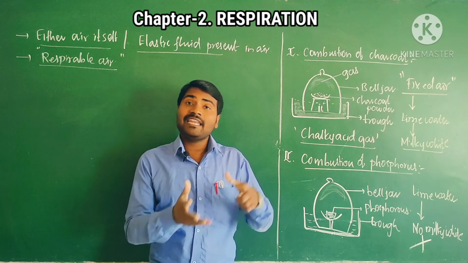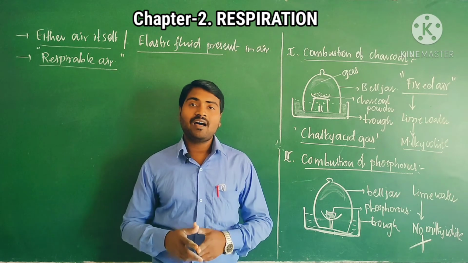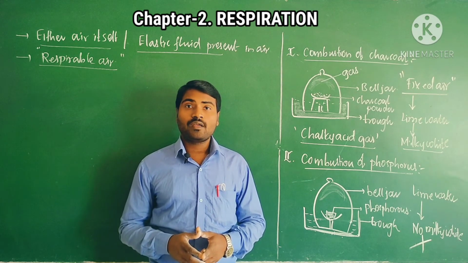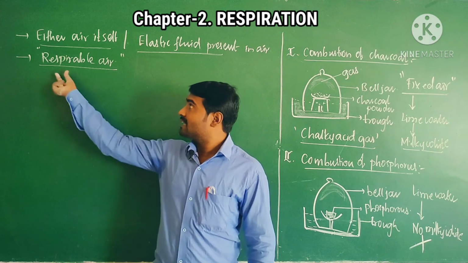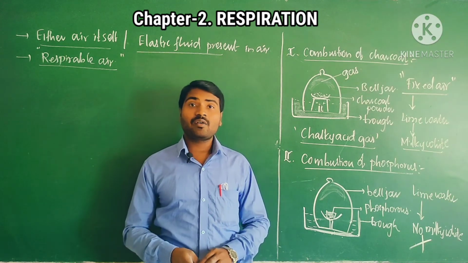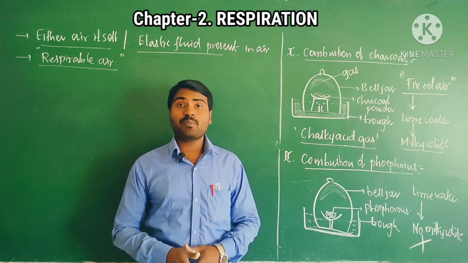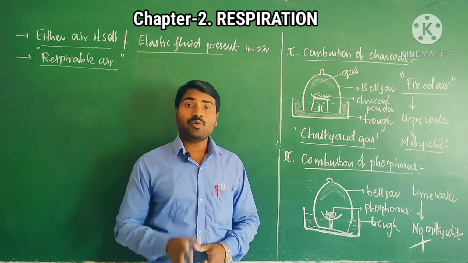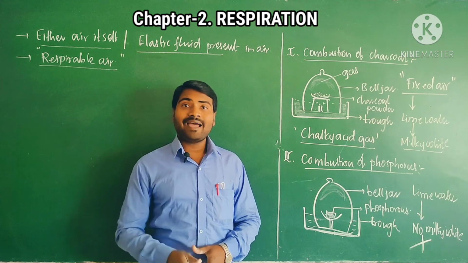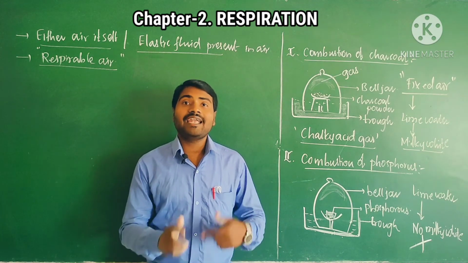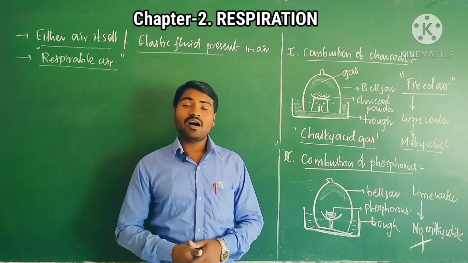And he hardly knew about oxygen at that time. They didn't know about oxygen. So they used the term respirable air for such type of air. It is a component of air which helps in the combustion process. And we have to recollect that the term oxygen was given by Lavoisier. Later he discovered that it was oxygen, and he gave the term oxygen.